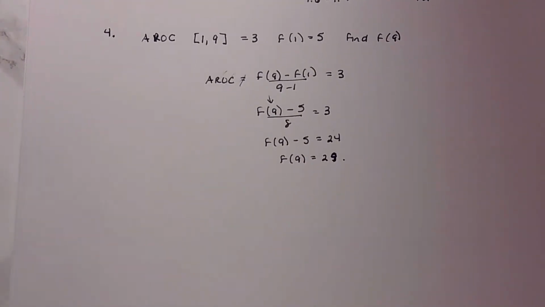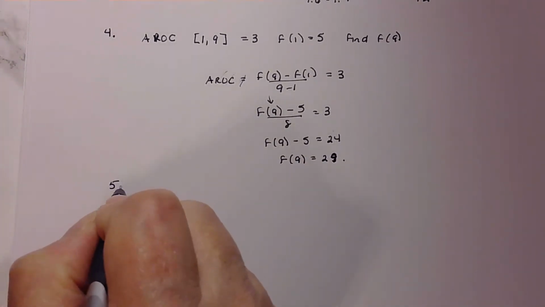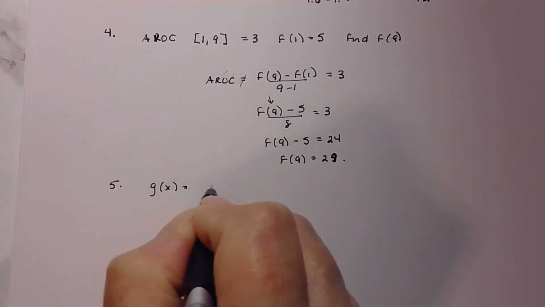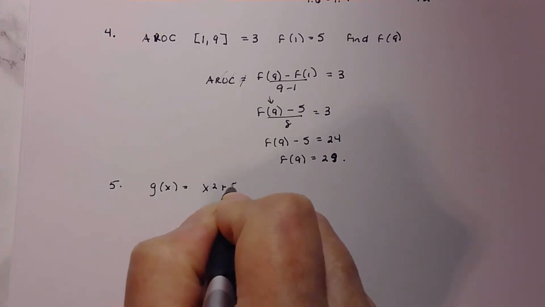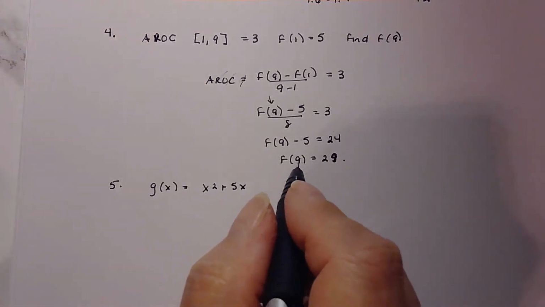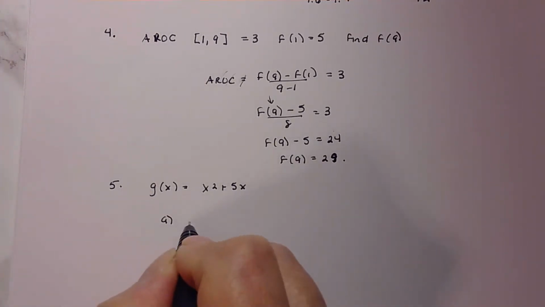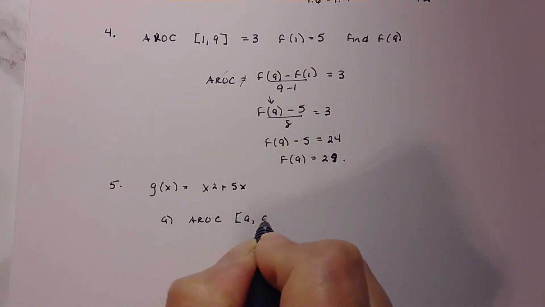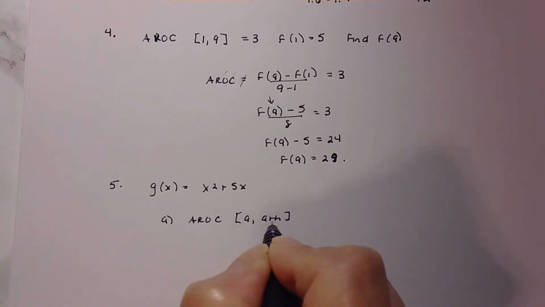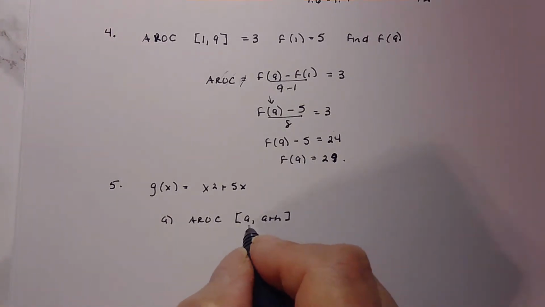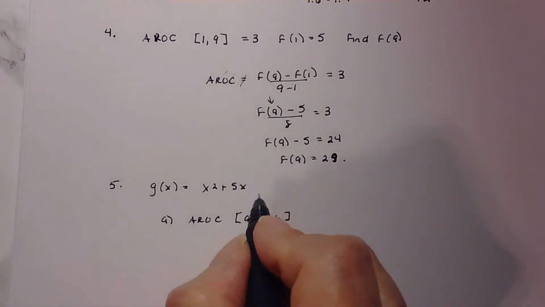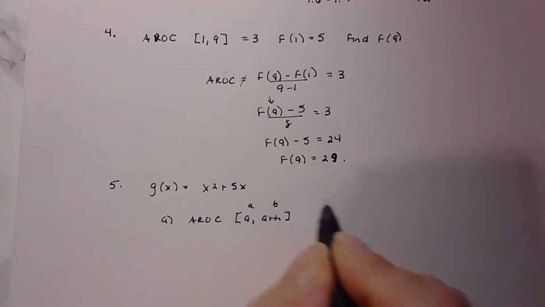Number 5, we have g of x equals x squared plus 5x. First thing they want you to do in A is find the average rate of change on the interval from a to a plus h. So it's just weird, you don't have from 0 to 5 or something. You have weird little expressions, and that's fine. This is always your a, this is always your b.